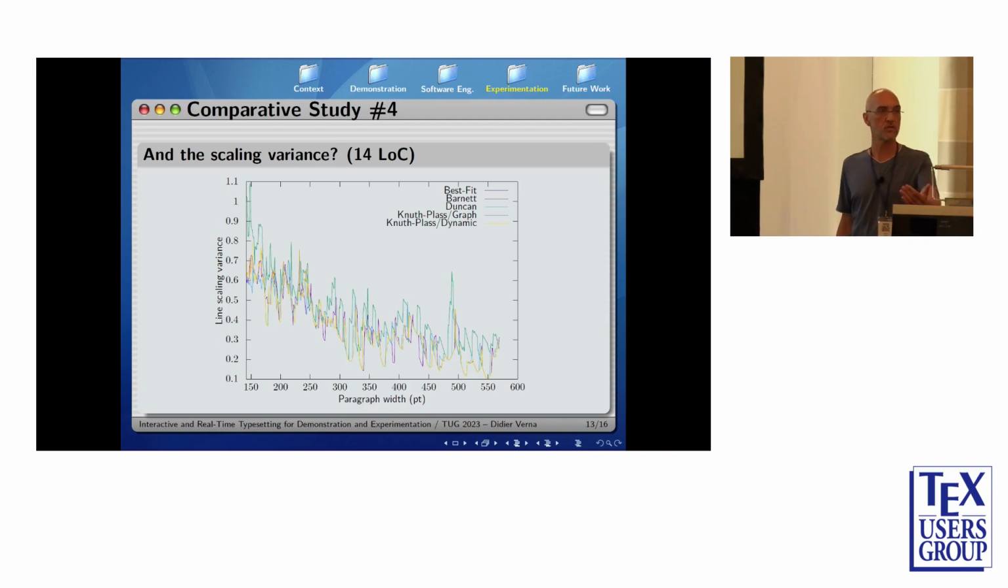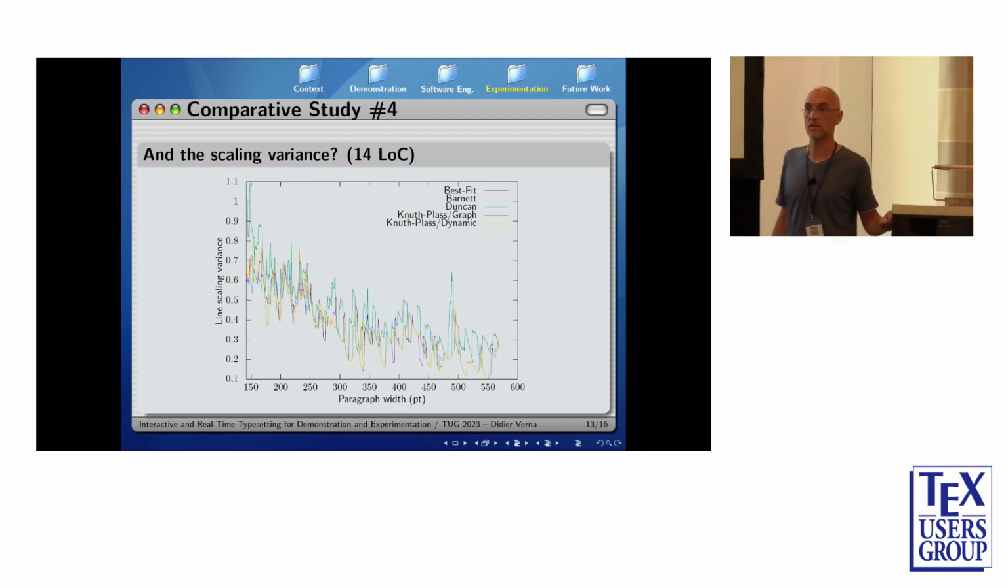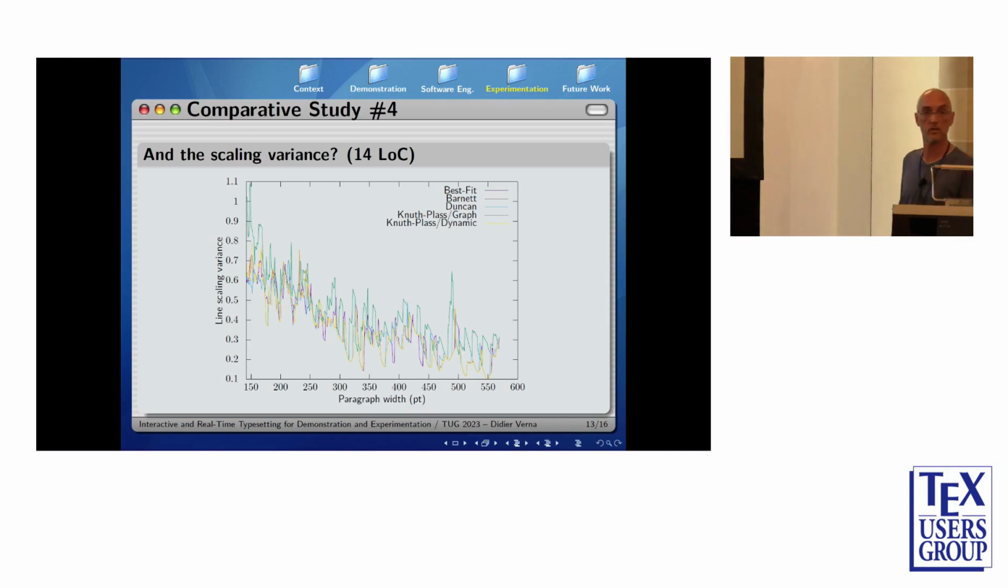This is pretty obvious, in fact, because the variance in scaling means that you get a lot of adjacent demerits in the face. And by default, adjacent demerit costs a lot. It costs 10,000, I think, or something like that, okay? So that explains why probably the TeX algorithm avoids too variant scaling across the lines of a paragraph.